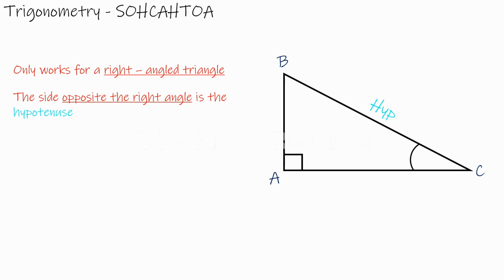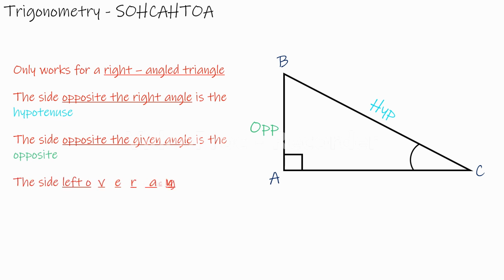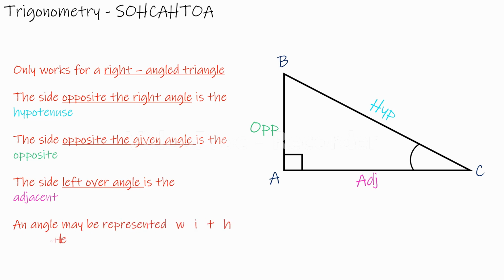So let's start with the hypotenuse. This is the side that is opposite the right angle, or the longest length. Now, we can label this HYP for short. The side which is opposite the angle given, or the angle we need to find, can be labelled as OPP, short for opposite. And the side which is neither of these is our adjacent side, which can be labelled as ADJ.